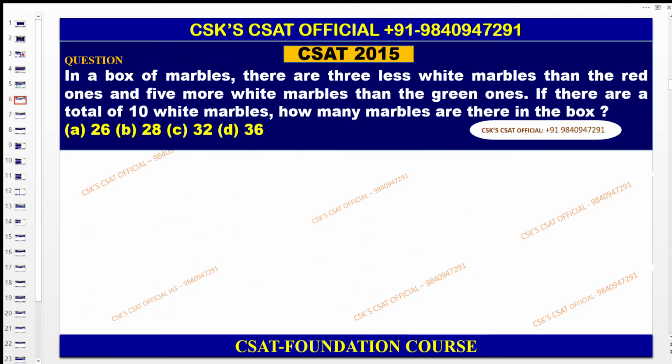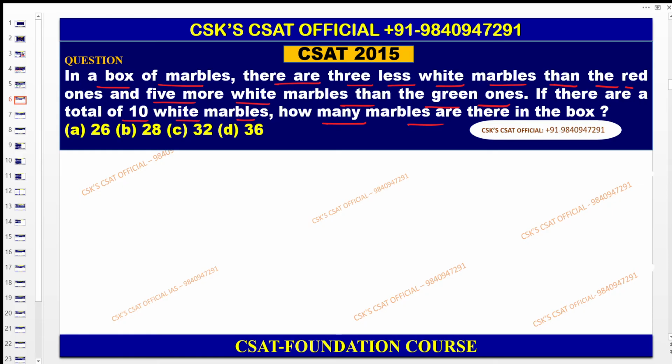In a box of marbles, there are 3 fewer white marbles than the red one and 5 more white marbles than the green one. If there are total 10 white marbles, how many marbles are there in the box? It's a kind of arrangement question, so that is why we are discussing it here. Read the question easily and you will be able to understand.